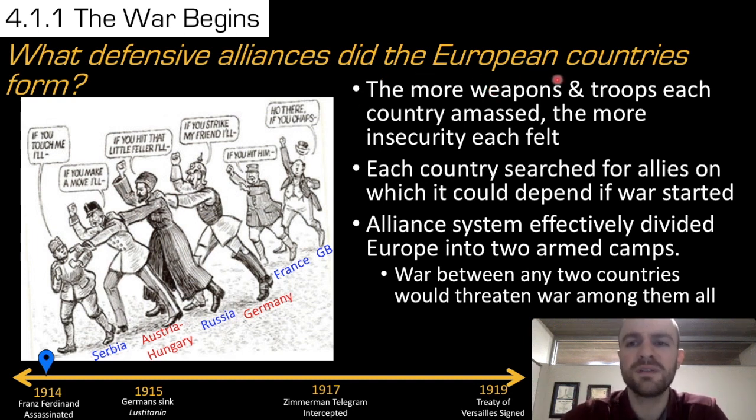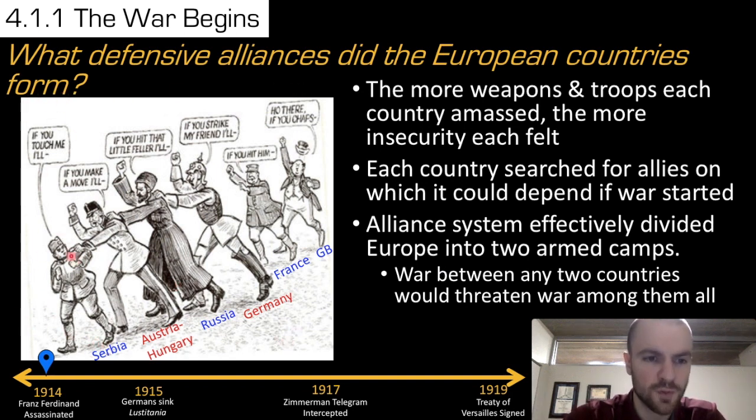So the more weapons and troops each country had amassed due to militarism, the more insecurity each one felt. So each country searched for allies on which it could depend if war started. But the alliance system effectively divided Europe into two armed camps, the Allies and the Central Powers. And war between any two countries would then threaten war among them all. So you can see this being depicted in this political cartoon.